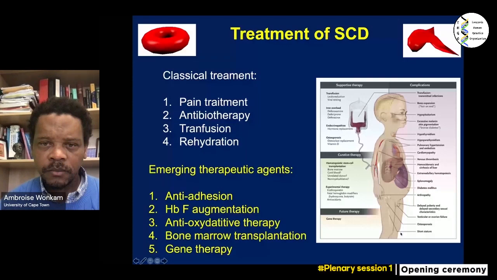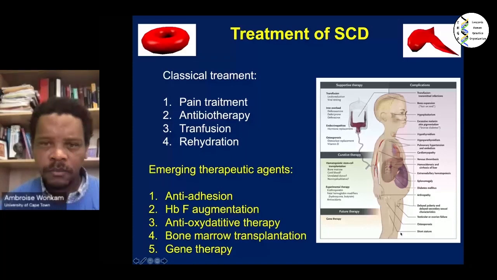So in the review we are proposing a few guidelines that are very flexible for sickle cell disease care on the African continent. But these guidelines will not be useful if we do not have enough specialized centers of sickle cell disease care on the continent.